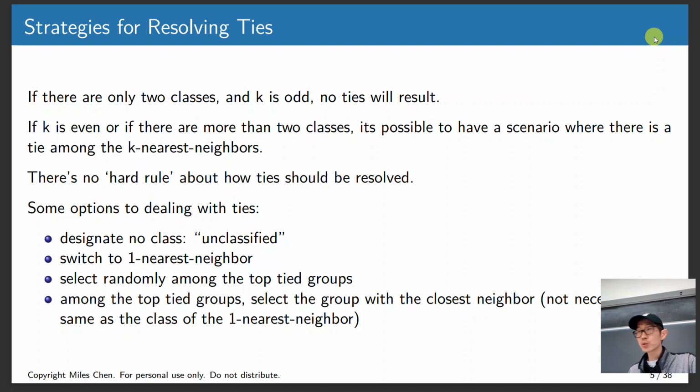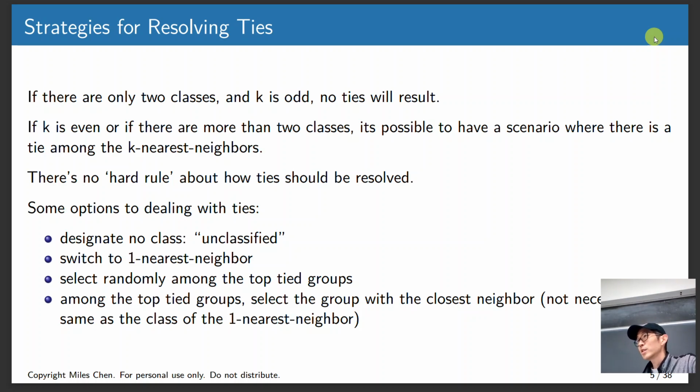But you could switch to your one nearest neighbor and say, all right, whichever one is the one nearest neighbor, that's what we'll use. You can also just select randomly among the top tied groups. That's going to result in higher variance, though, because depending on just your random luck, you might get different choices. And then you can also, among the groups that are tied, select the group with the one closest neighbor. And that's not necessarily the same as choosing the one nearest neighbor.